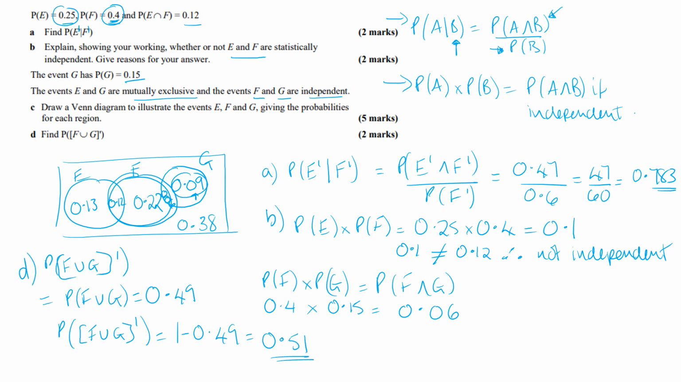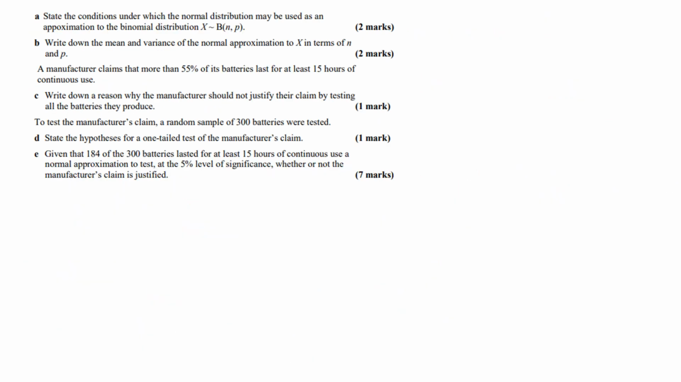0.51. This next question is a binomial distribution approximation to the normal distribution. The binomial distribution is a discrete distribution, and in part A, it's asking us the conditions under which we can approximate it to the normal distribution. So that can happen when n is large. So when you've got enough trials, then it can merge into a continuous distribution.